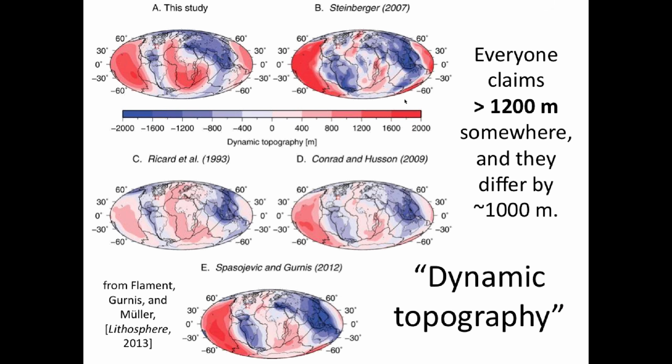Okay, now here we have another recent review paper by these fellows here, published last year, Dynamic Topography. These are global maps, their version, one by Steinberger and so forth, various versions. And you might say, well, they all look sort of alike. It's red out here over the Pacific in all cases, different shades of red. I contend, yeah, they might look similar, but everyone claims at least 1,200 meters of dynamic topography, but they differ by at least 1,000 meters.